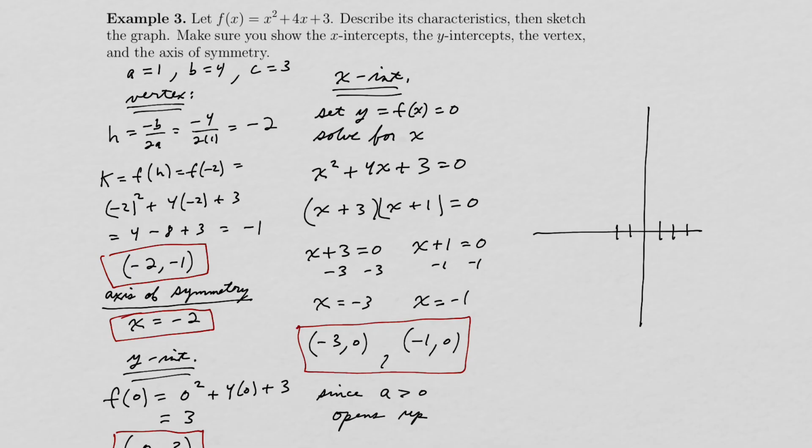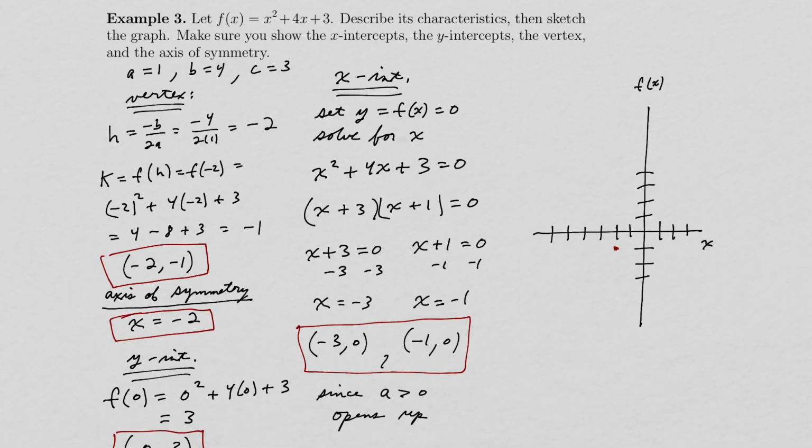Put some tick marks. I don't really know how many I'm going to need. So this is x, this is going to be y, or you could say f of x. Now, what are the points? Well, the vertex was at, where was it? Negative 2, negative 1, right? So I go left 2, down 1, so that's right here.